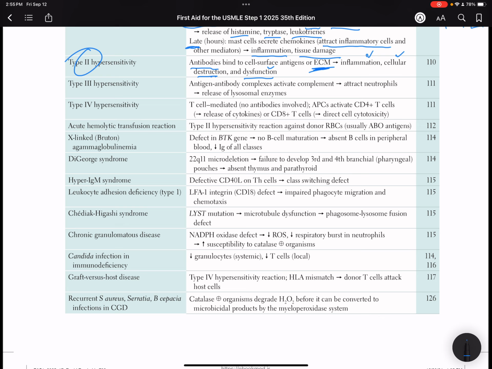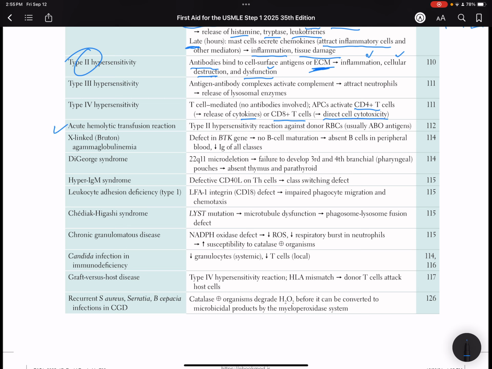What is type 4 hypersensitivity? Type 4 hypersensitivity is T cell mediated, no antibodies involved. They have APC activation with CD4 plus T cells. This releases cytokines, or CD8 plus T cells lead to direct cell cytotoxicity. So type 4, there are no antibodies involved. There is only T cell mediated functioning, and APCs activate CD4 T cells that release cytokines, or CD8 plus T cells that cause direct cell cytotoxicity.